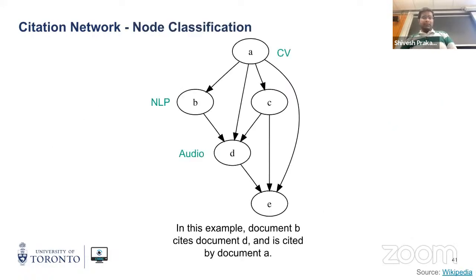Now the problem here is, let's say we are given one such database, let's say of 1,000 arXiv papers or so, and only a part of them are sorted into different subject headings. Let's say paper A belongs to the computer vision category, paper B belongs to the NLP category, paper D belongs to the audio category, but all the other nodes are not classified directly for us. What we want to do is use the information from the nodes which are classified and the citation network to guess what the other nodes could be classified as.